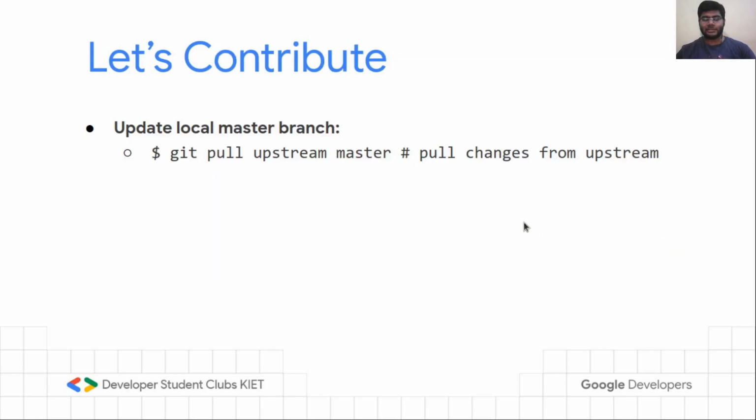So now let's try to make a simple pull request to, or contribute to, our repository. The first thing we have to do is always create a new branch, and we have to create our new branch always from the latest upstream master. So we can pull changes to our local using git pull upstream master.